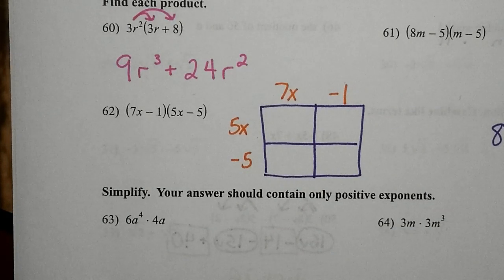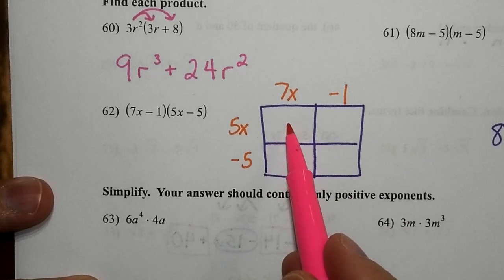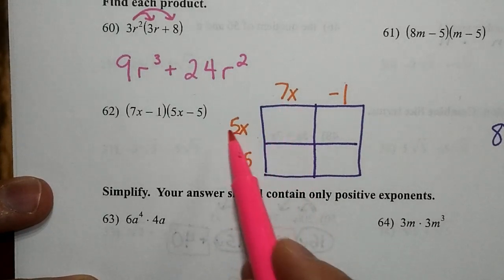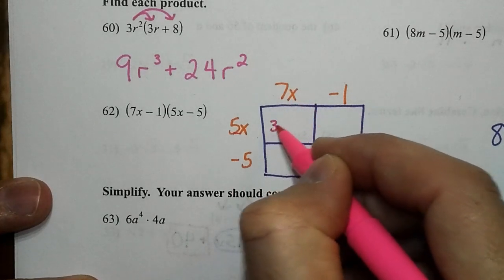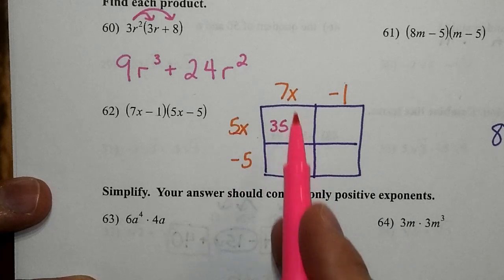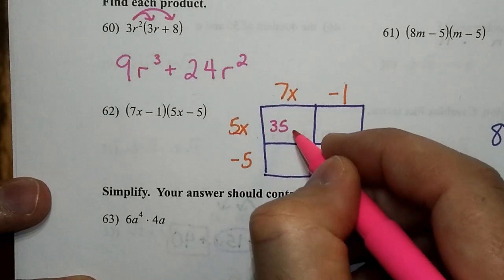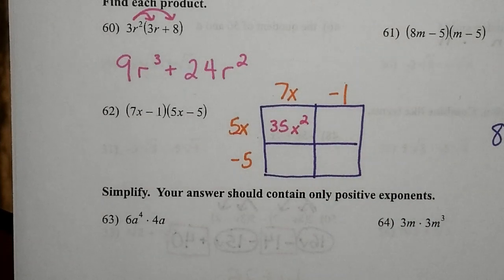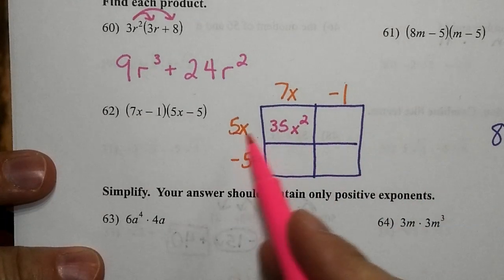Now what you do is you're looking to multiply here. So in this first box, what lines up? You have 7 times 5. So 7 times 5 is 35. Good. And then you have x times x. X times x equals x squared, or x to the second power. Good. Now we move on to the next box.